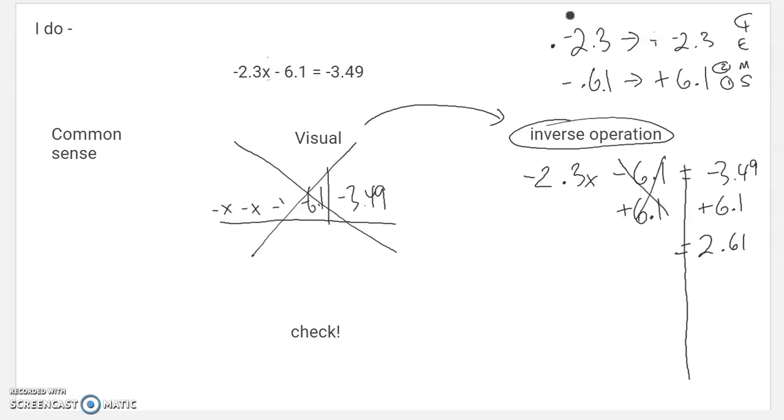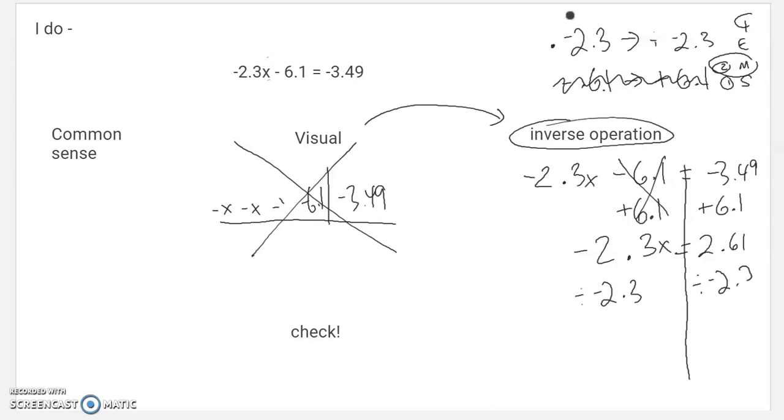That made 0. This is still there. Okay, now I've done this. Second step is to undo the multiply and division. X is being multiplied by negative 2 3/10. The inverse of that is to divide by negative 2 3/10. Divide by negative 2 3/10.